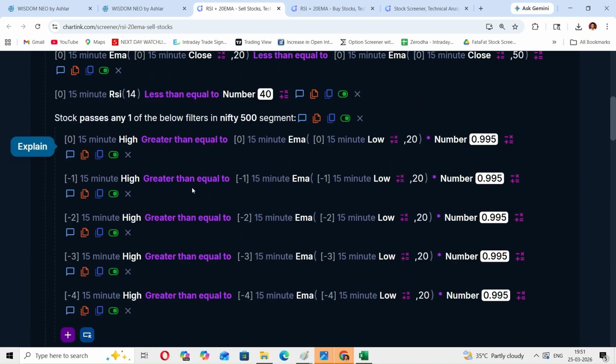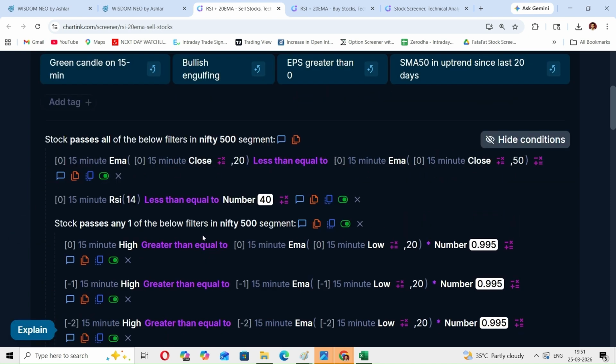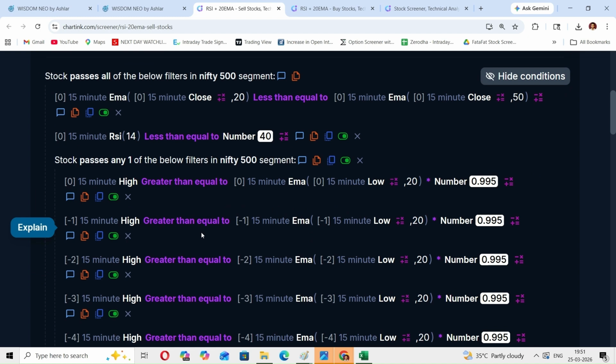So these are the conditions which will help us look for the stocks which are near to the 20 EMA channel low. So this is the condition for that particular stock. I have considered five 15-minute candles so that we can look at the last 1 to 1.5 hours of stocks which are close to the 20 EMA channel and have an RSI value below 40. So we should not miss any stock. Okay. So these are the conditions, and now let's move to the actual stocks on chart.